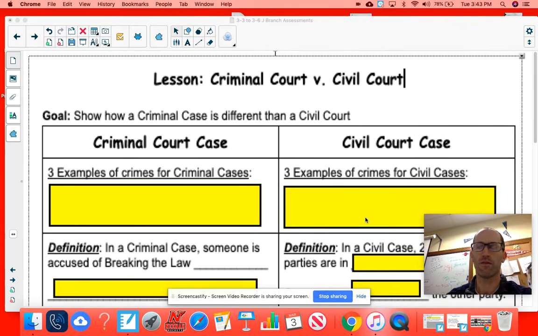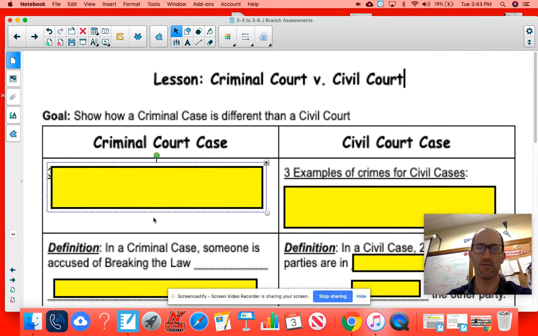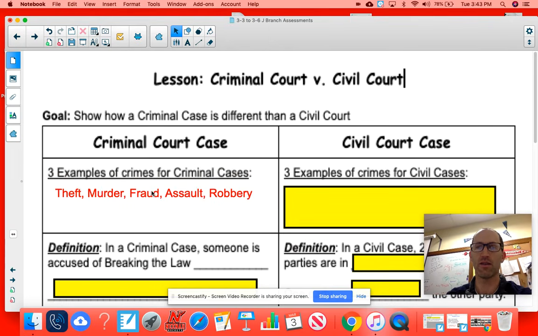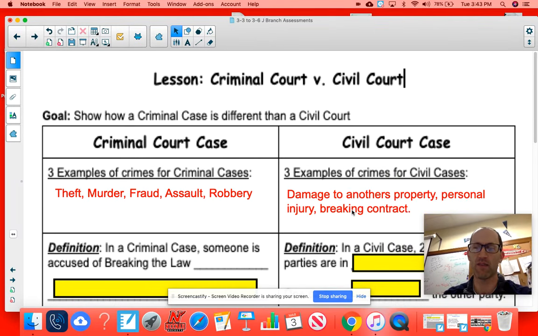Okay, so the first thing to note are some examples of the differences between criminal and civil cases. So here's some examples of criminal cases. Criminal cases are things that involve theft, murder, fraud, assault, and robbery. So, pretty significant things that we have heard of. In a civil case, on the other hand, we're dealing with still very important things and crimes, but we could maybe think of them as a lesser case, but still very important and not things you should do.